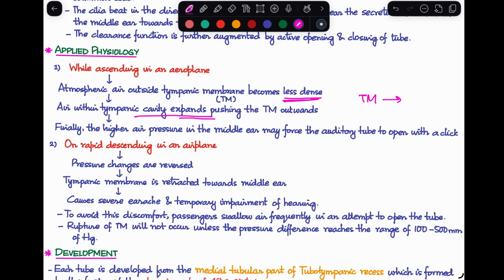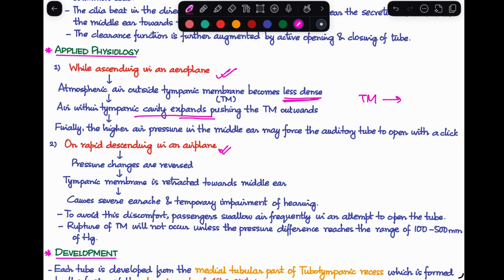Finally, the higher air pressure in the middle ear may force the auditory tube to open up with a click-like sound. So you'll see that you often try to do Valsalva to open up the Eustachian tube when you're flying, because sometimes you may have this discomfort in the ear, which is happening because of a sudden change in atmospheric air pressure, and the Eustachian tube is working hard to equalize the air pressure on both sides of the tympanic membrane. So this is what is happening when you're ascending in an aeroplane.